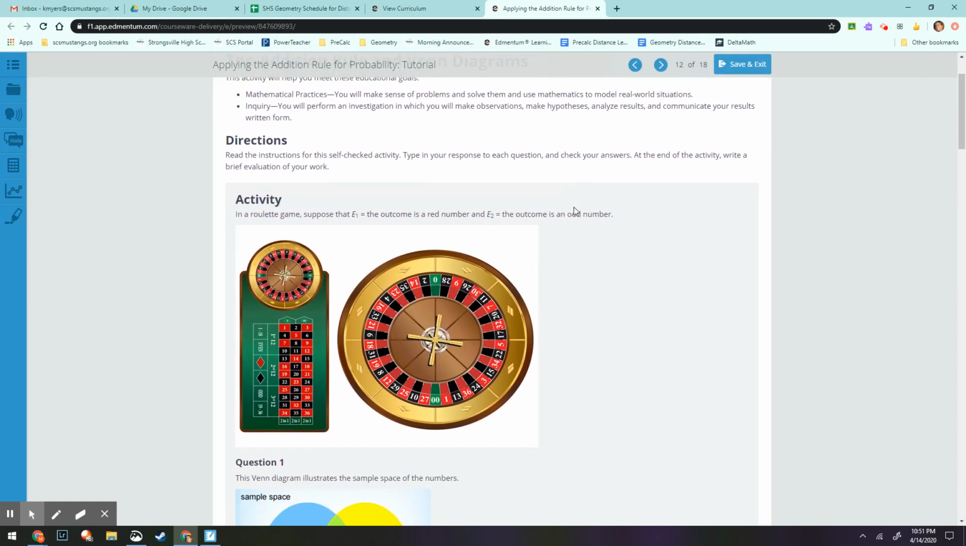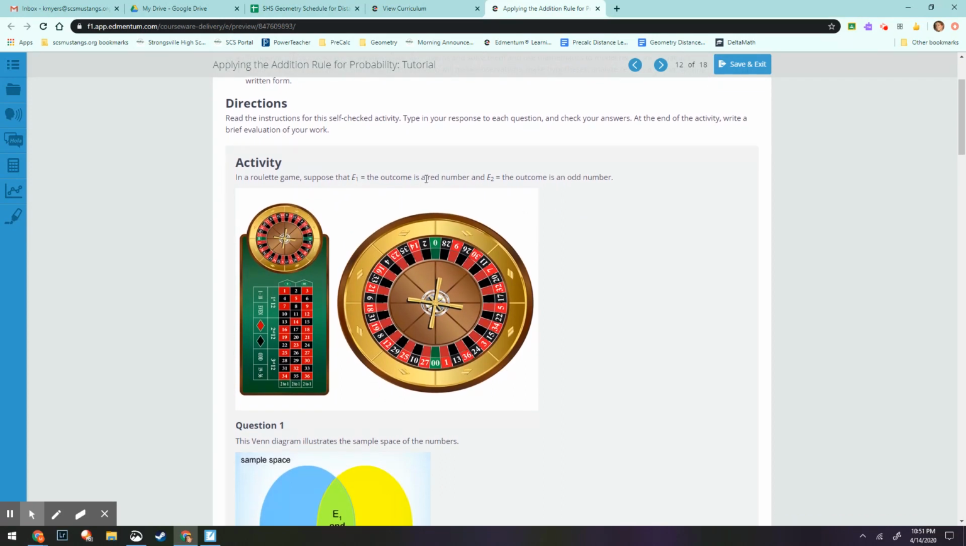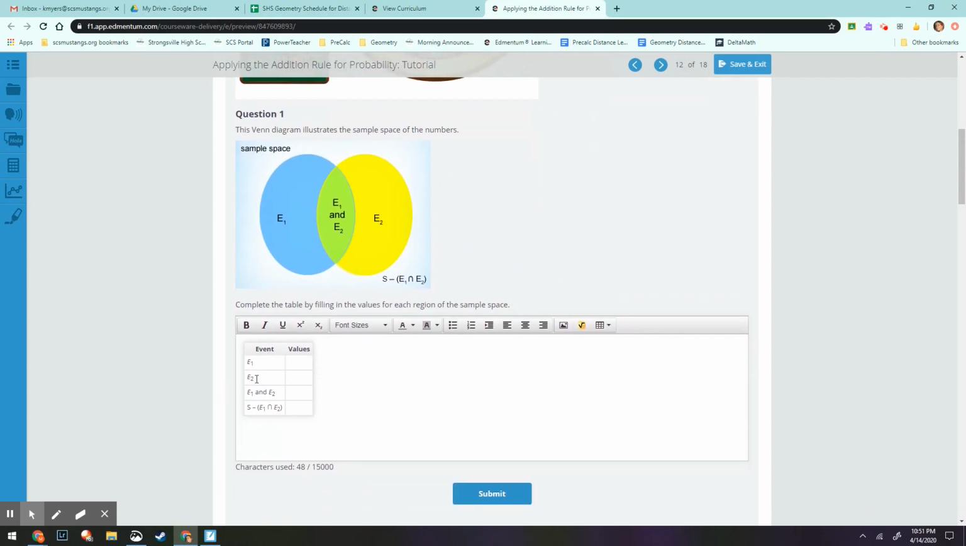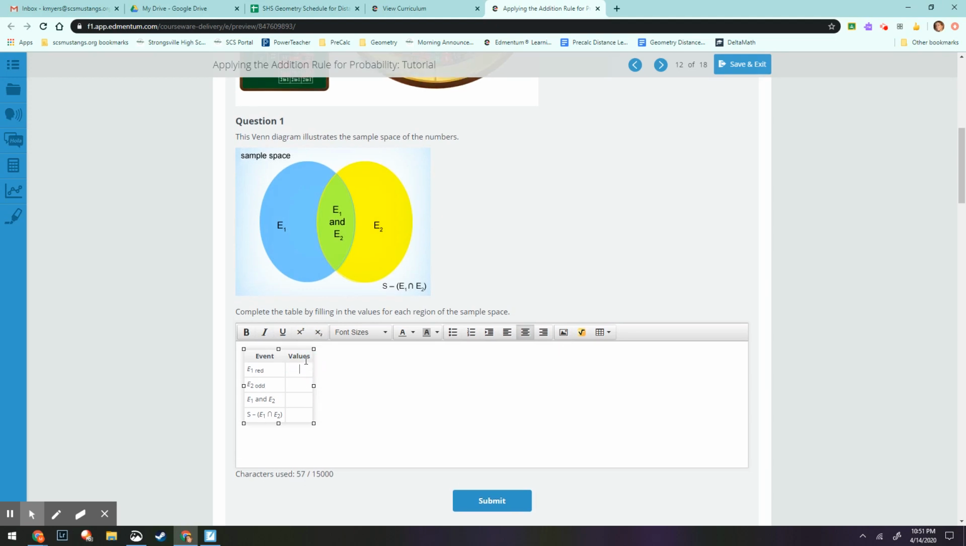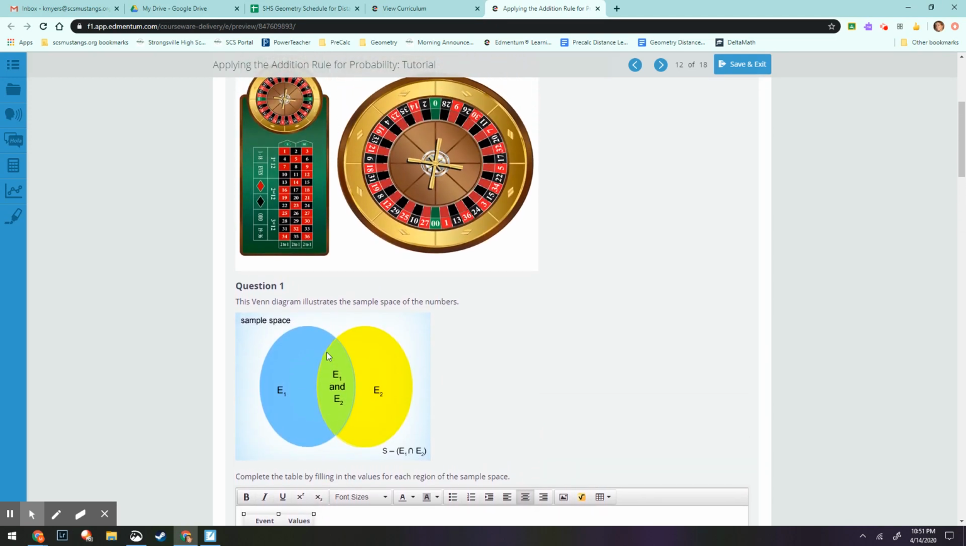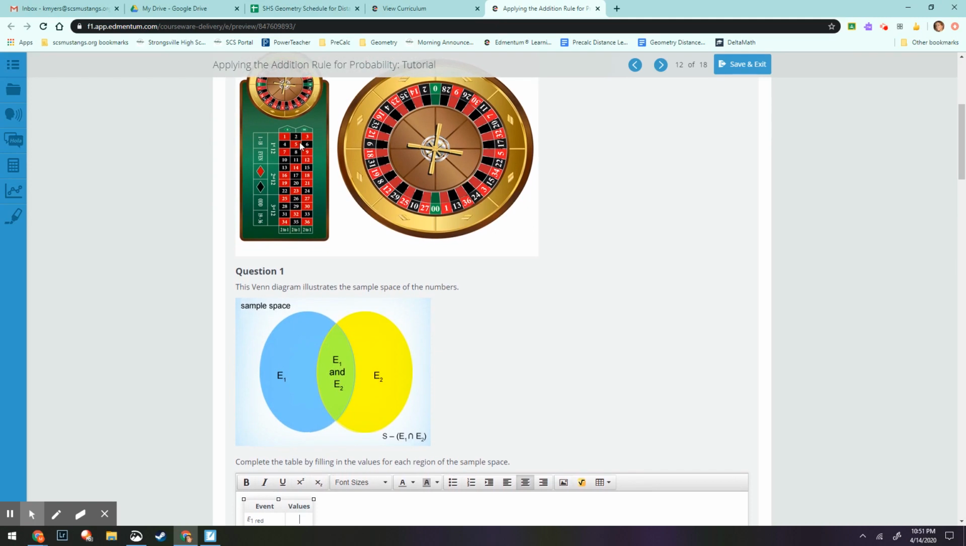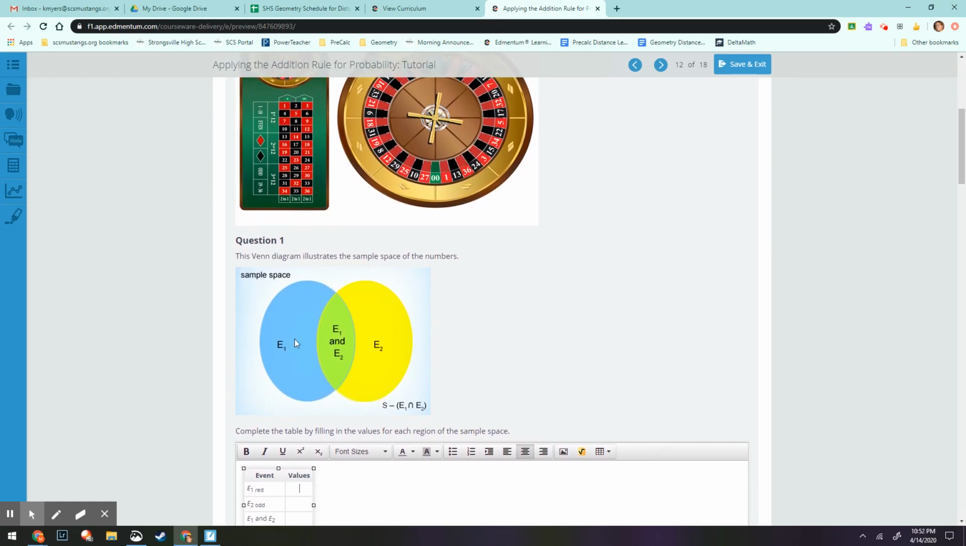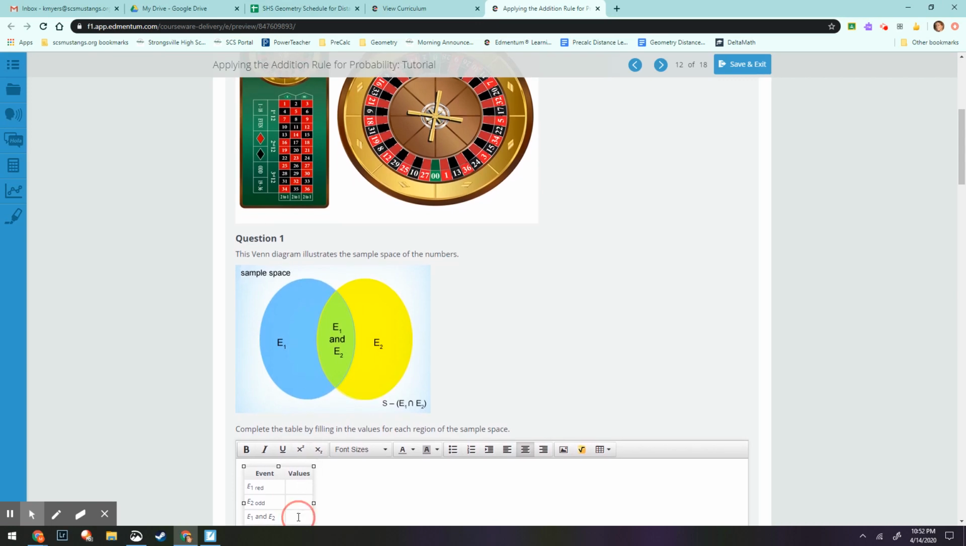In this activity, E sub 1 is red and E sub 2 is odd. So I'm going to write that in my table here. Just as a reminder, what they want you to do is list out all of the values in this table. I don't feel like doing that right now. But all the red ones are 1, 3, 5, 7, 9. You could list them all out. All the odd ones also, you could easily list them out.